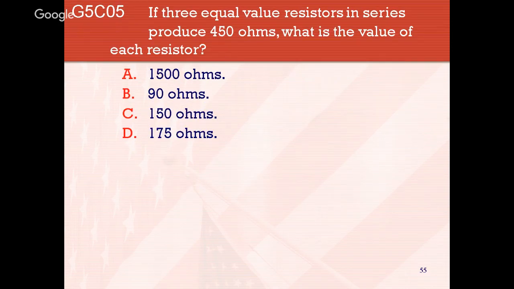If three equal value resistors in series produce 450 ohms, what is the value of each resistor? This is very simple. These are equal value resistors. You have to remember there's three of them, and the total in series is 450 ohms. You just divide that by three, and you come up with 150 ohms for each resistor.